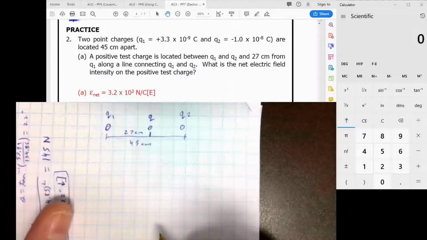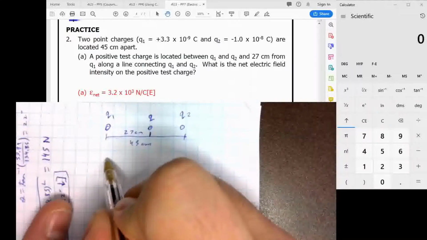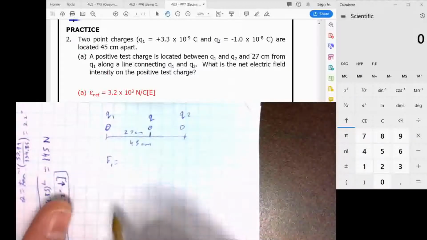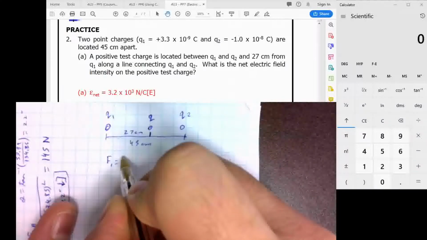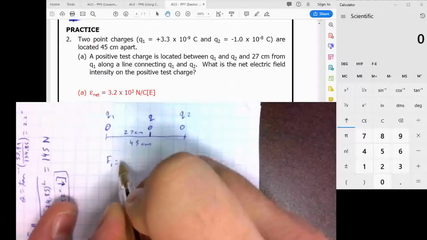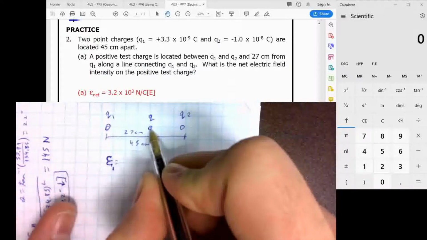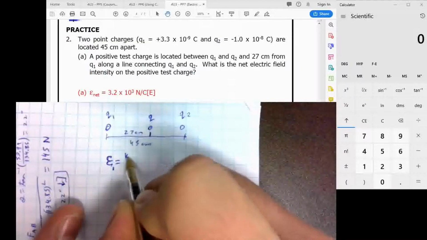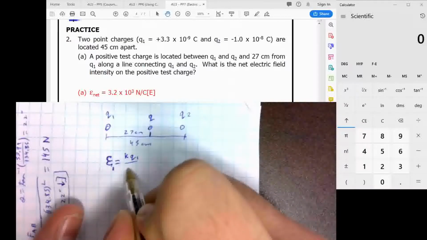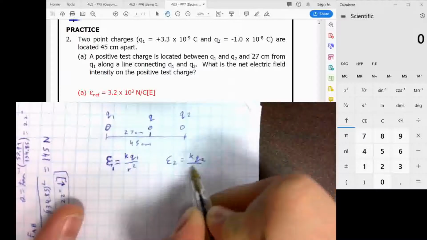What is the net electric field intensity on this positive test charge at this location? So the force from 1 is going to be, we have Q. So what is the epsilon, not the force? The epsilon experienced here is K Q1 over R squared. And then the epsilon at 2 is K Q2 over R squared.